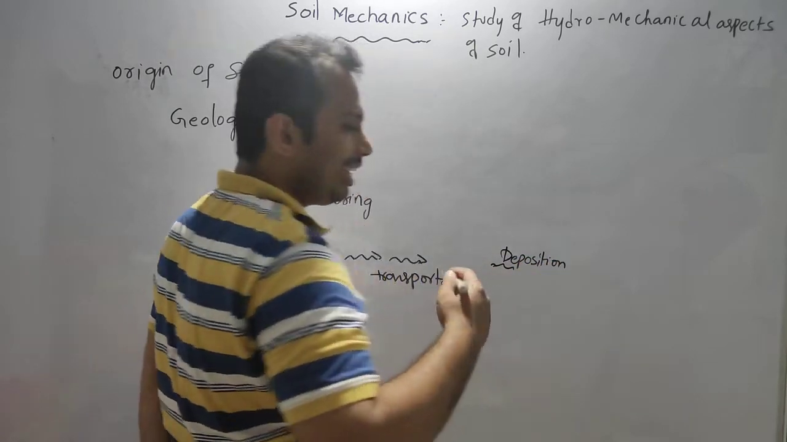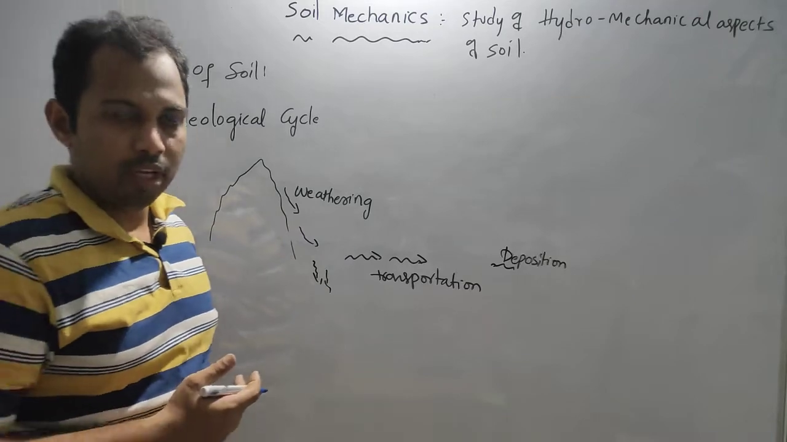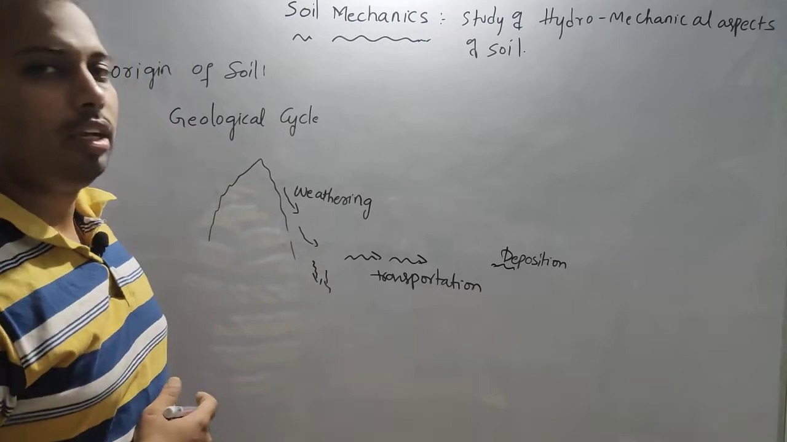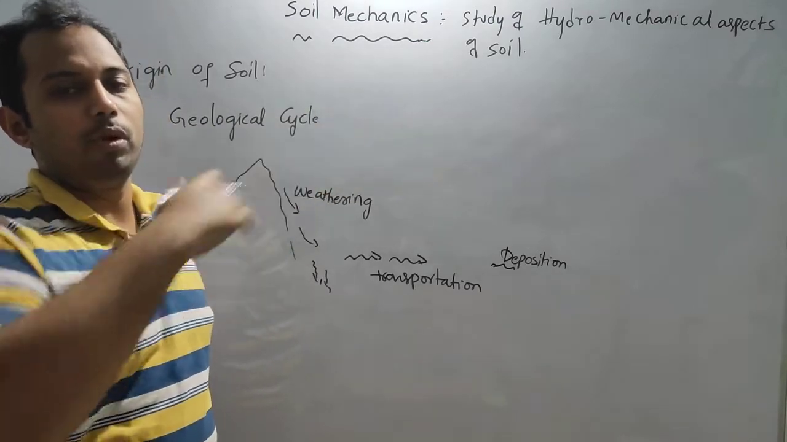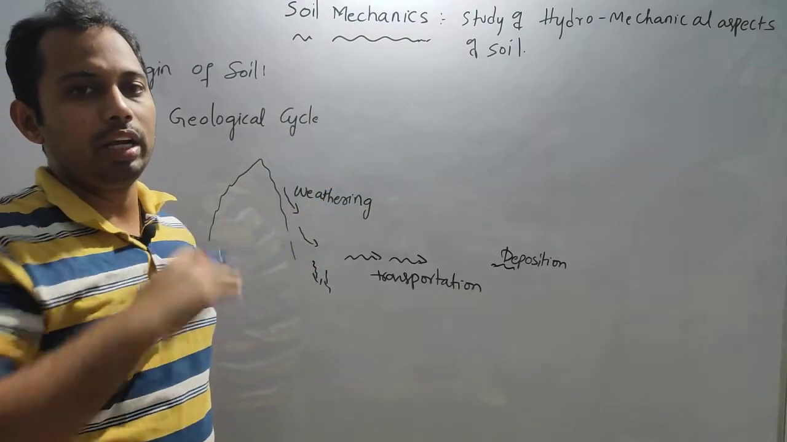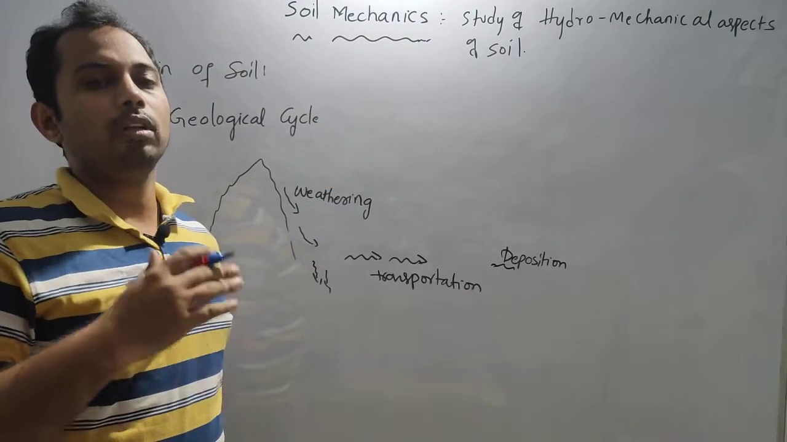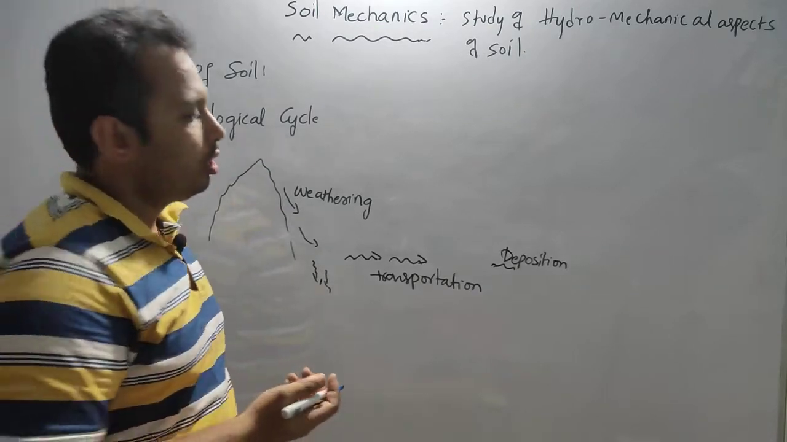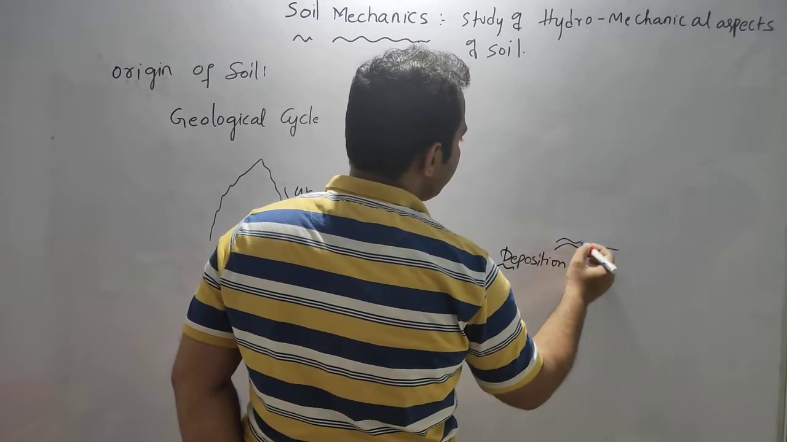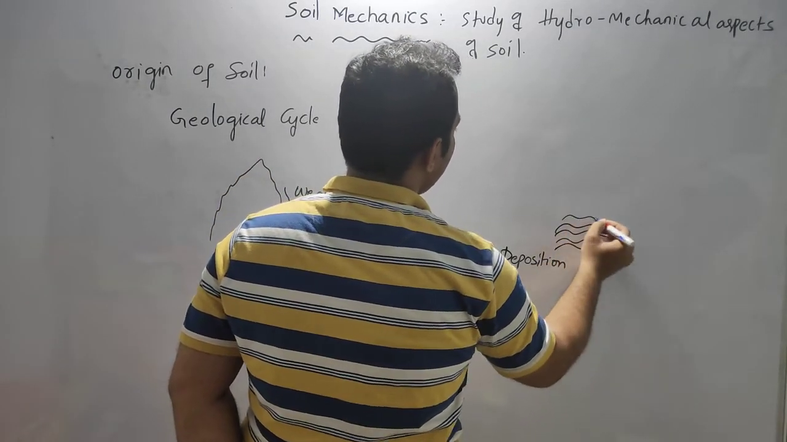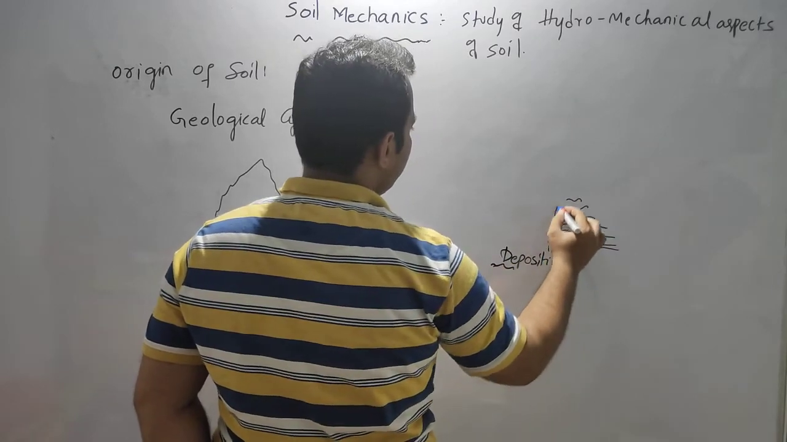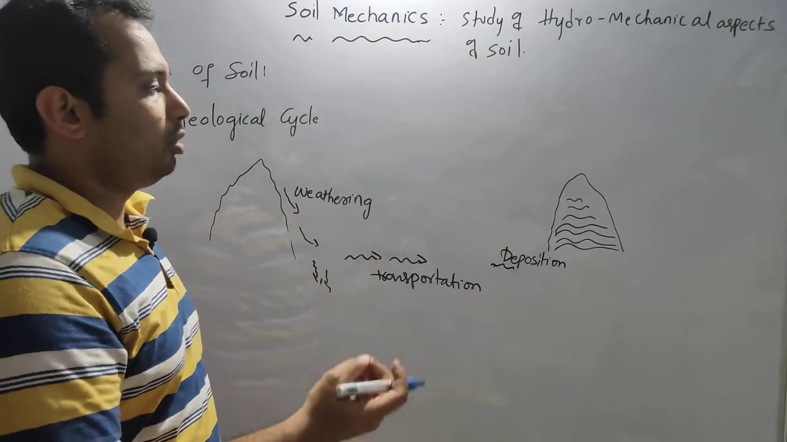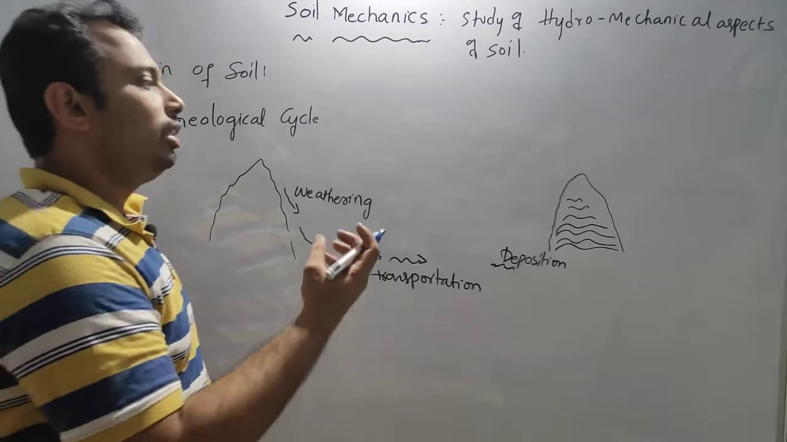Once the soil keeps getting deposited continuously at the same location, it will form different layers of deposition. The layers of soil which get deposited over many years will get consolidated and may become a rock. So upon continuous deposition of different layers like this, all these layers will get consolidated with time, and they will become a rock again.